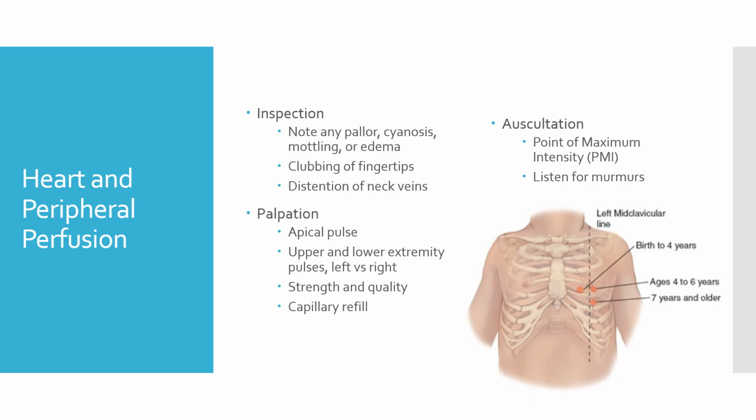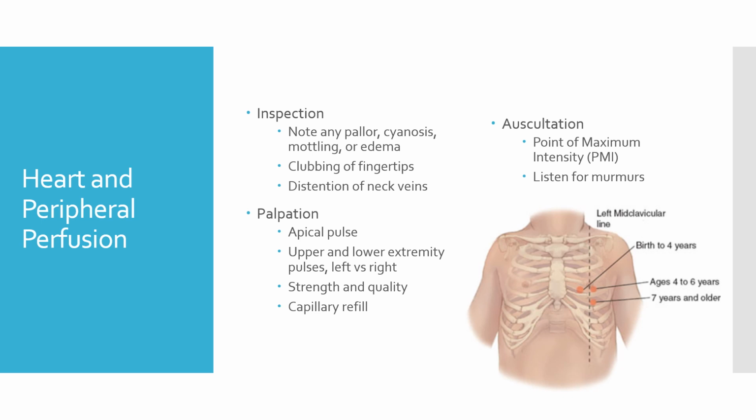Heart and peripheral perfusion. When we're thinking about our inspection, because that's the first thing we're going to note, we're going to observe. Do they have any pallor? Do they have any cyanosis, mottling, or edema? Do they have any clubbing of their fingertips? Clubbing might be an indication of long-term chronic hypoxemia. Do they have any distension in those neck veins?